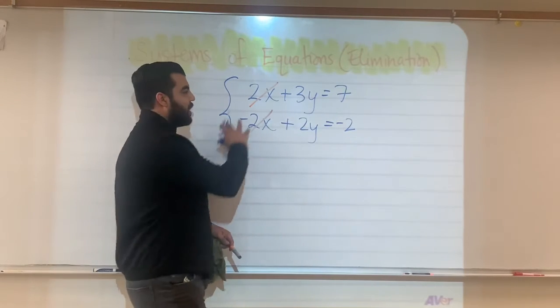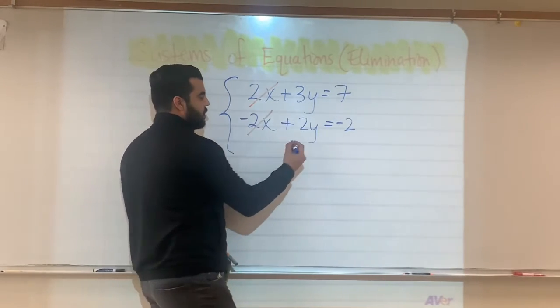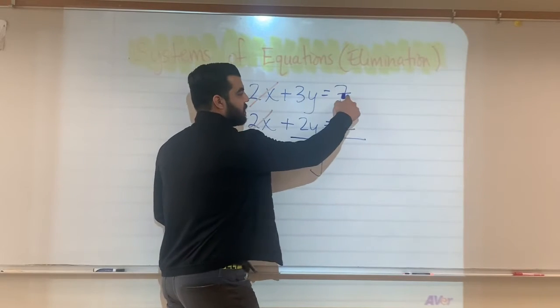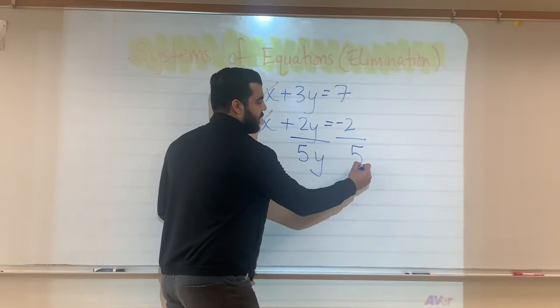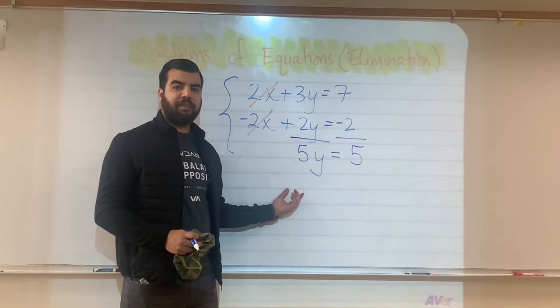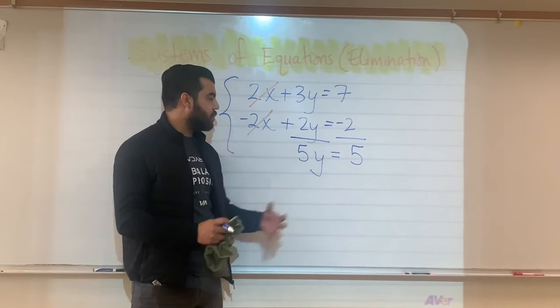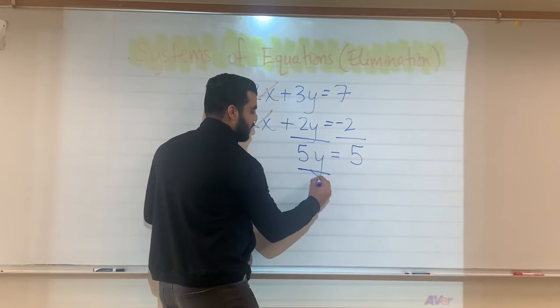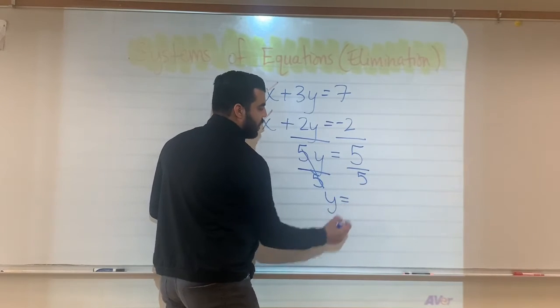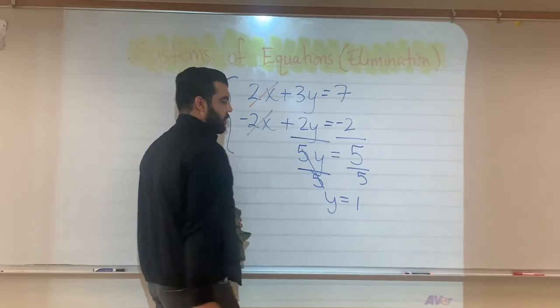Now we have to combine whatever's left over. We eliminated the x's. Now 3y and 2y give us 5y. 7 minus 2 gives us positive 5. So we have 5y equals 5. What we have to do is solve for the first variable, which is y in this case. So we divide both sides by 5. We get y equals 1.